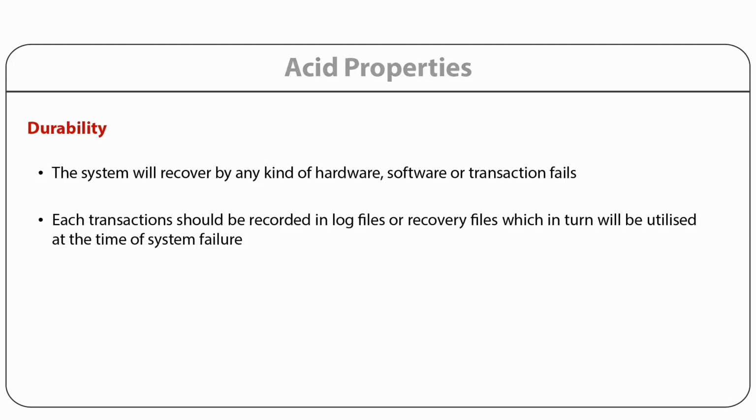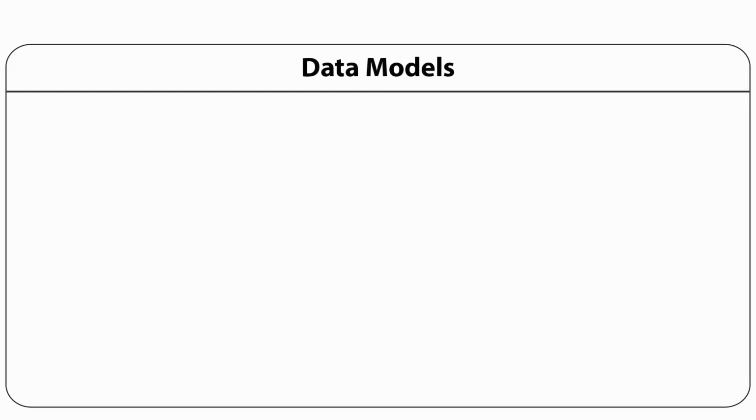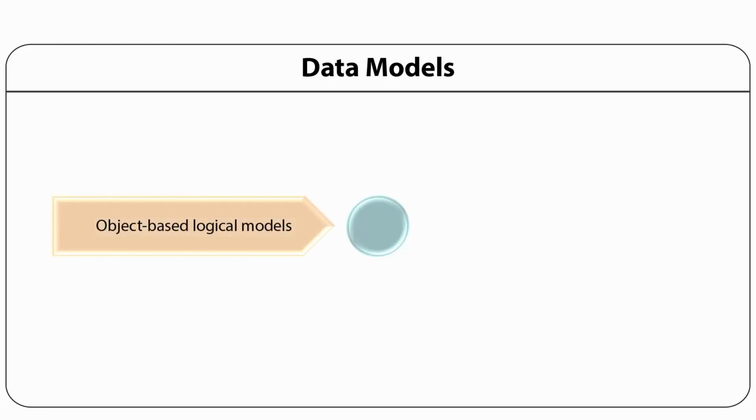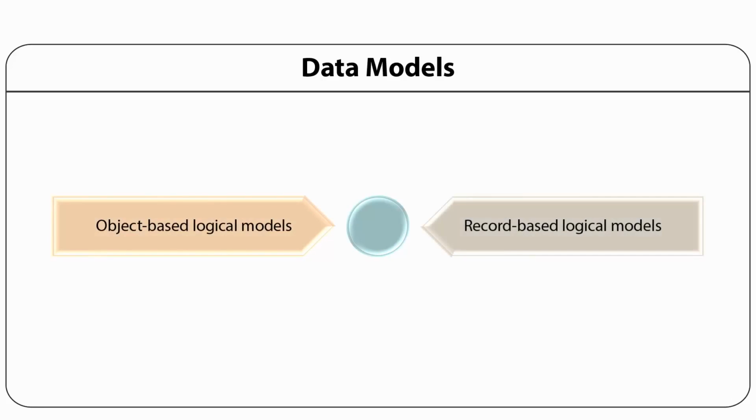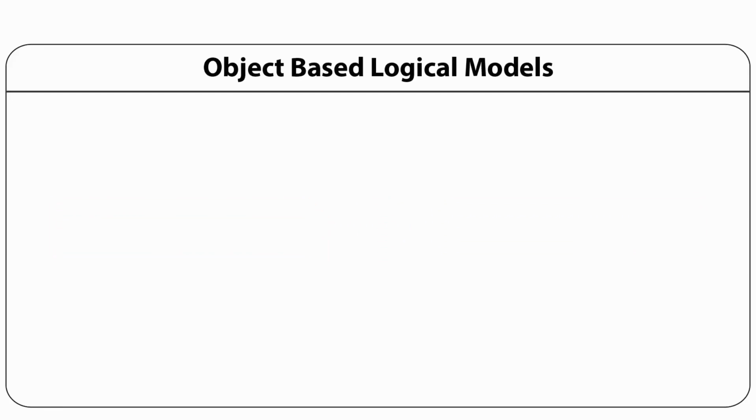There are two kinds of data models through which we store data in a database management system. The first one is object-based logical models. The second type is record-based logical models. In a few slides we will be seeing both kinds of data models in detail.